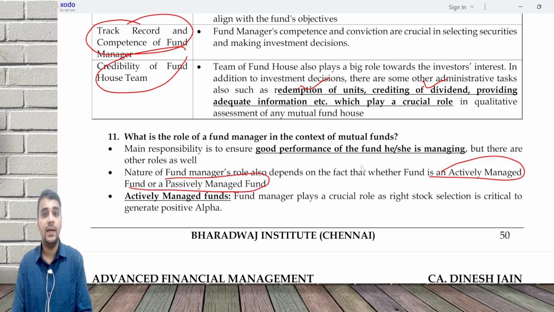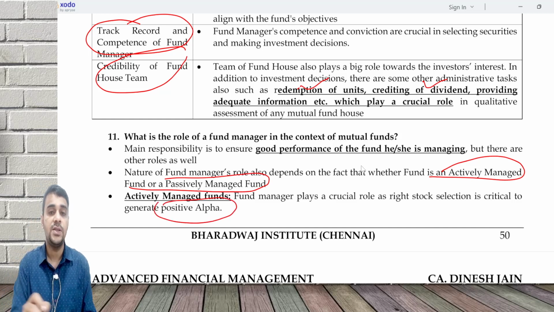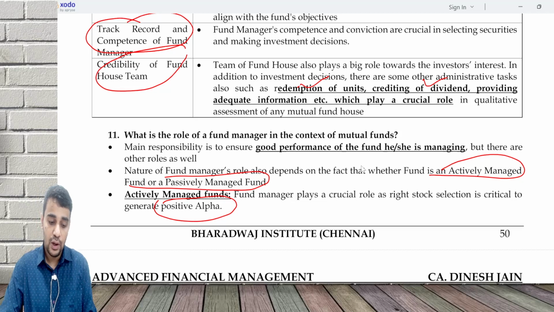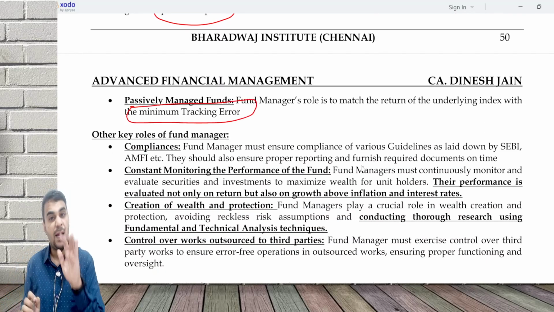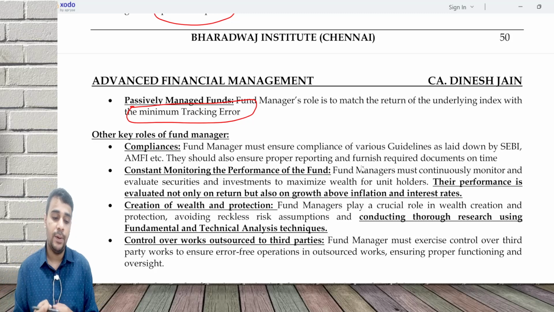If it's an actively managed fund, understand clearly, I want him to generate alpha. Alpha means outperformance. For a passively managed fund, I want the fund manager to have minimum tracking error. This is the primary objective. For an actively managed fund, I want him to generate positive alpha, or outperform. For a passively managed fund, I want him to have minimum tracking error.